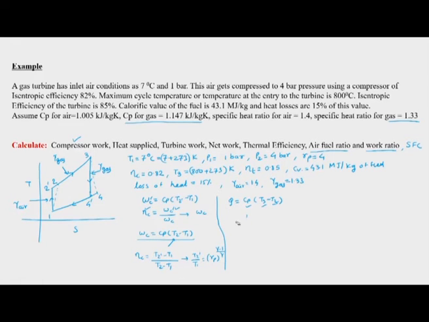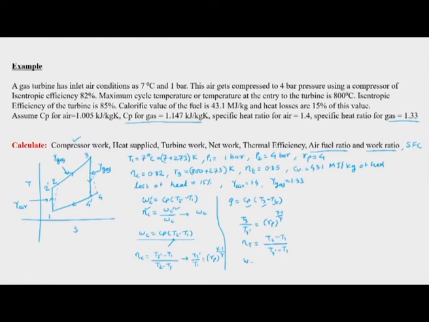Basically we know that T3 upon T4 dash is equal to Rp raised to gamma minus 1 upon gamma. We can find out T4 dash, and once T4 dash is found out, we can use the turbine efficiency formula, which is T3 minus T4 divided by T3 minus T4 dash. So T4 dash is known, T3 is known, turbine efficiency is known, we can find out T4.